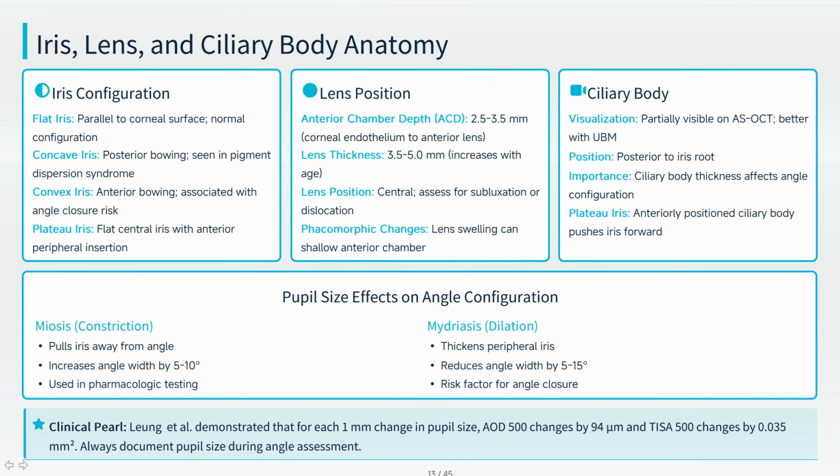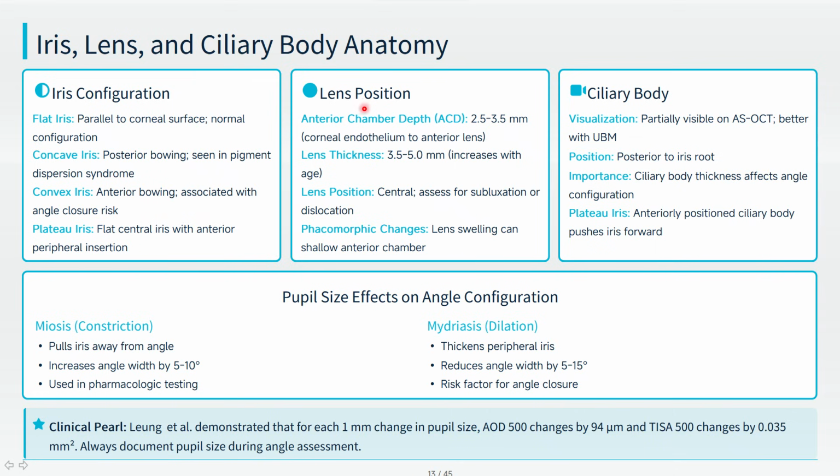Other important details that we should study in the anterior segment anatomy are the iris configuration, ranging from normal iris configuration, in which it is parallel to the corneal surface or has very mild concavity based on the vault of the lens, or concave iris configuration, which is commonly seen in pigment dispersion syndrome, or convex iris configuration in people who are glaucoma suspects, or the plateau iris configuration, in which there is anterior insertion of the iris and the iris is pushed forward from the anterior ciliary process due to abnormality in the ciliary body.